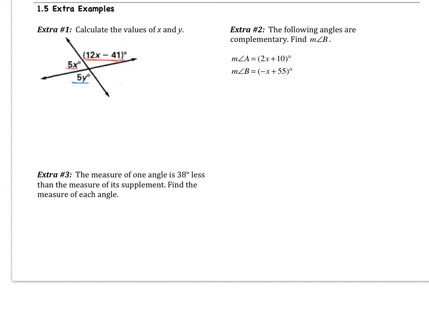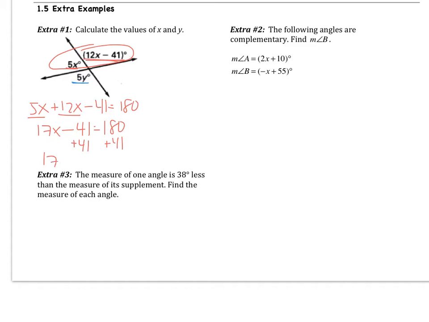Because we have two expressions with x, we're going to start with finding x. Now, I need to think, what relationship exists between those two angles that have x? Well, they form a straight angle. They form 180 degrees. So, I'm going to start with that. I have 5x add 12x minus 41 equals 180. 5x and 12x is going to give me 17x minus 41 equals 180. If I add 41 to both sides, I get 17x equals 221. Next, if I take 221 and I divide it by 17, I get x equals 13.